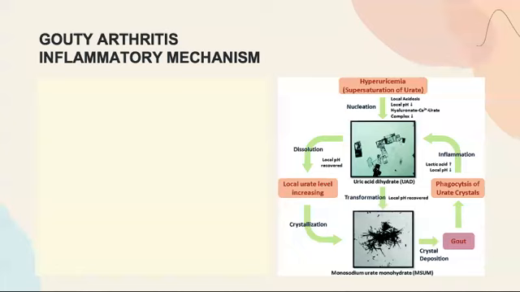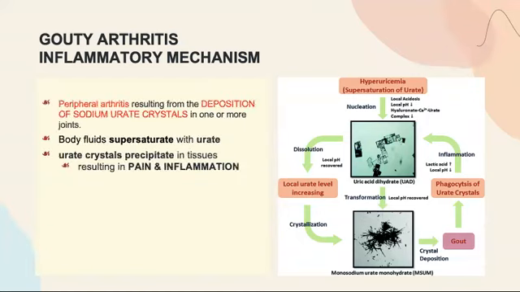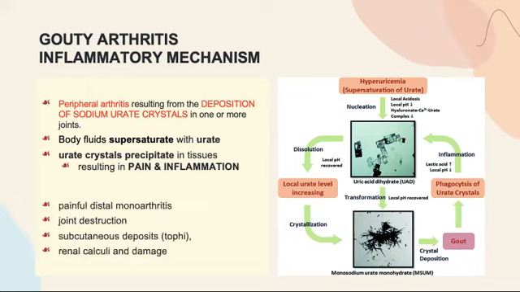We'll now go to the pharmacotherapy of gout. Gout results from the precipitation of urate crystals in the tissues and the subsequent inflammatory response. Acute gout usually causes painful distal monoarthritis and can cause joint destruction, subcutaneous deposits or tophi, and renal calculi and damage.